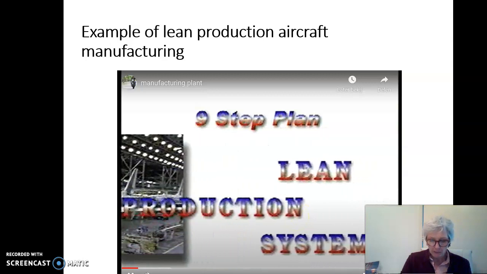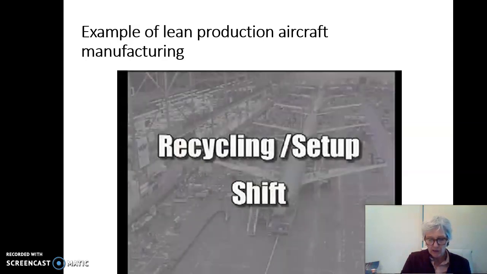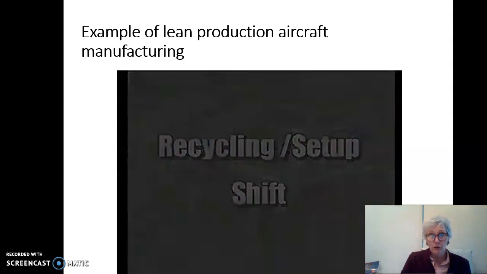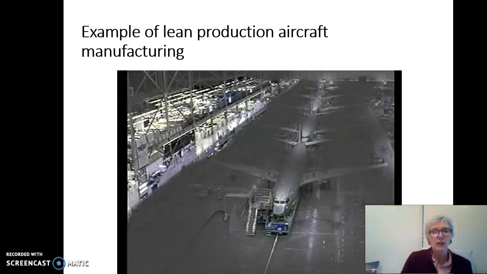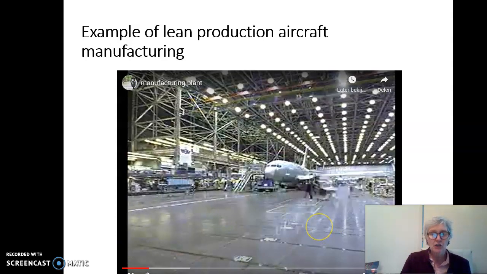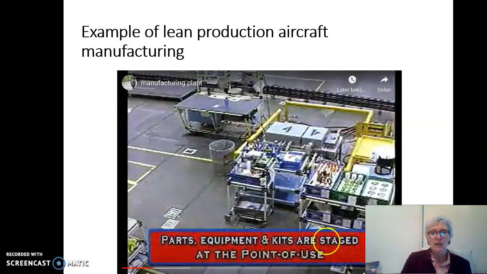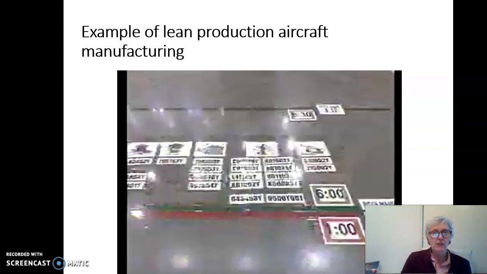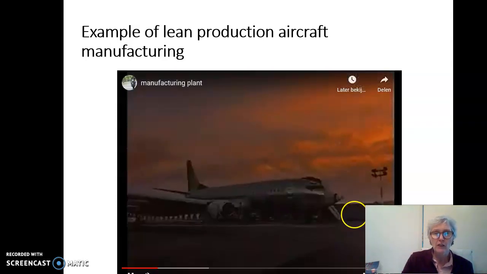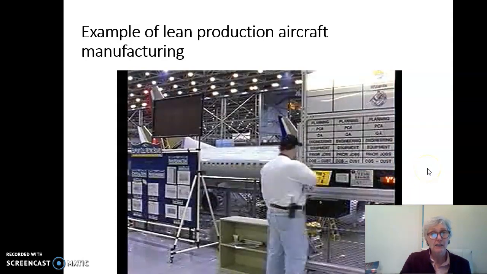All the different spare parts and all the different equipment is staged at the time and point of use. So in this picture you can see how the aircraft run along a line, and whenever something is needed, as in this case the parts, equipment and kits, they are staged at the moment it is needed in the production. Okay, let's move on. Have a look at it at home.